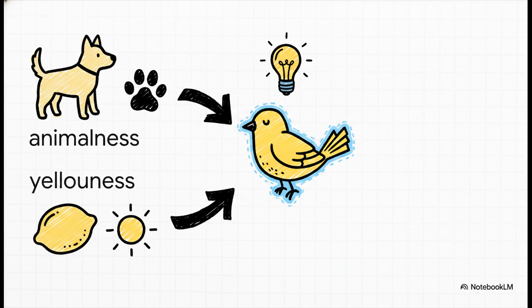If the model learns what animalness looks like from horses and dogs, and it learns what yellowness looks like from lemons and the sun, it can theoretically classify a picture of a yellow bird, or even guess what a unicorn is, just by combining those known abstract concepts. It is literally identifying objects it has entirely never seen in its training data.